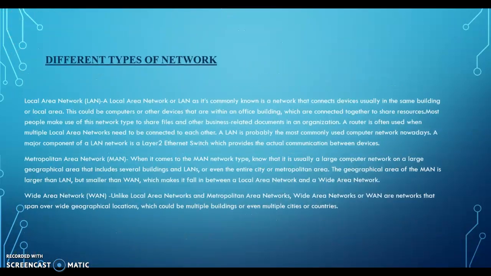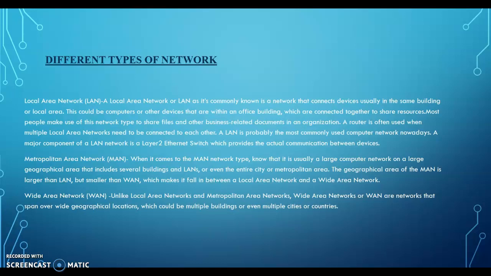Moving on, we speak about the different types of networks, that is the local area network, metropolitan area network, and the wide area network. Now, a local area network, spelled LAN, is commonly known as a network that connects devices usually in the same building or local area, whereas a metropolitan area network, that's MAN, is usually a larger computer network on a larger geographical area that includes several buildings or several local area networks altogether.